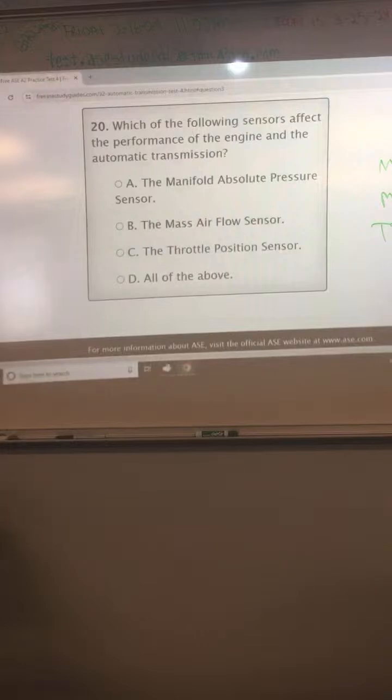Which of the following affect the performance of the engine and automatic transmission? So yeah, all of them. Would the transmission want to know what was going on with all those sensors? Yeah, it probably would, right? Airflow, pressure, throttle position.